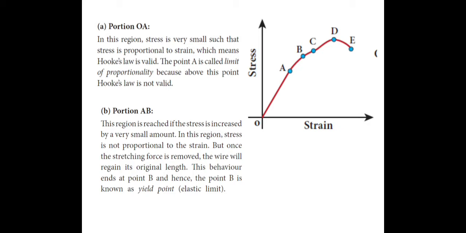As you know, what is elasticity? Elasticity is the property by virtue of which the body regains its original dimensions, original shape, original size, original volume, or its natural size once that deforming force is removed. That property is called elasticity. So up to point B, the material maintains its elastic behavior. So this behavior ends at point B, and hence the point B is known as the yield point or the elastic limit of the material.